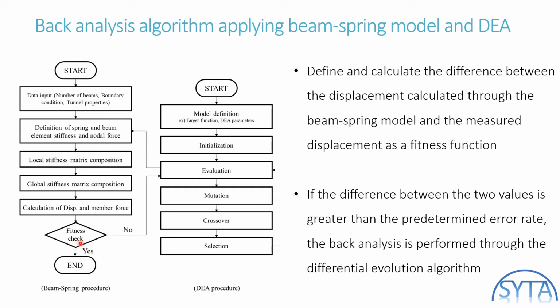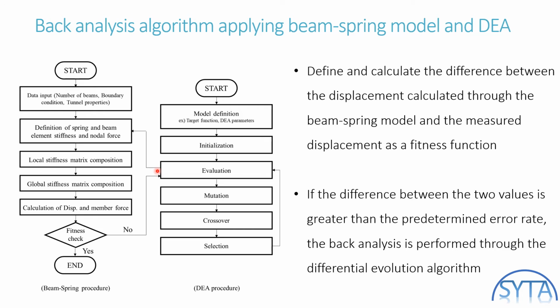And here, the difference between the calculated displacement by the beam spring model and the measured displacement is defined and calculated as a fitness function. If the difference between the two values is greater than the predetermined error rate, the back analysis is performed through the differential evolution algorithm.